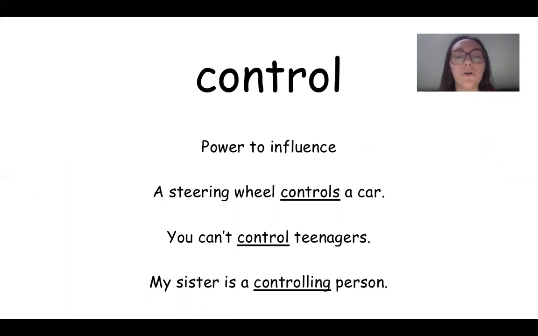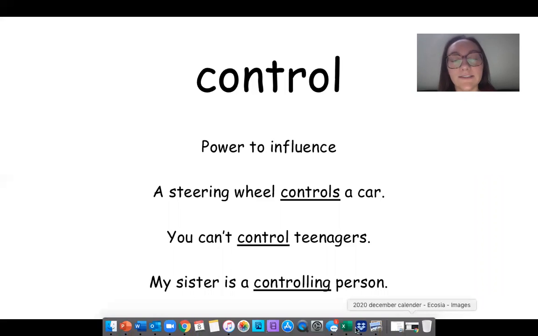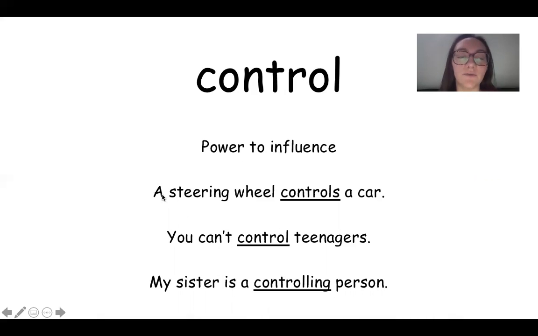Next word is control. Control. So control is the power to influence. So that's what it means. But you can use it for lots of things. So you could use it on objects, right? A steering wheel controls a car. You can use it as a verb or a noun. So you can't control teenagers, right? It means that you can't really make teenagers do things. But a steering wheel controls a car. It makes it so you can move it where you want.